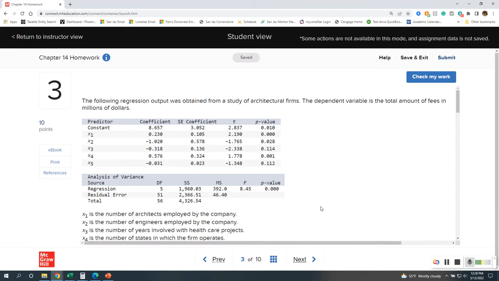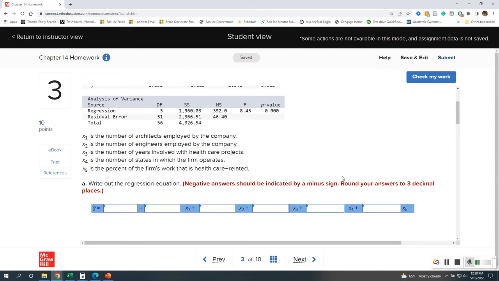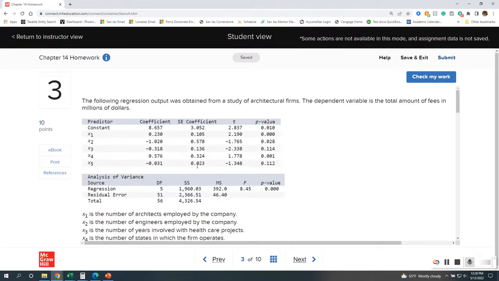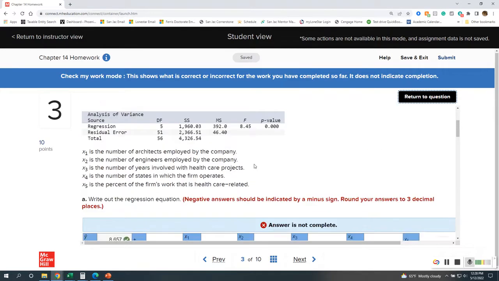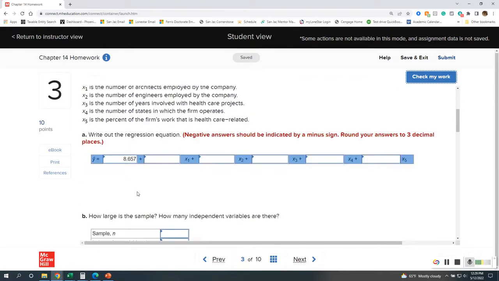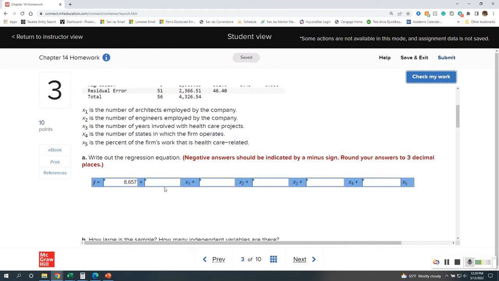The following regression output was obtained from a study of architectural firms. The dependent variable is the total amount of fees in millions of dollars. Yay! There's all our numbers. Alright, write out the regression equation. Alright, so y hat, it's right here, 8.657. Okay. Again, you can check as you go, but basically all it's doing is now taking this column right here and fitting it right here into the equation.